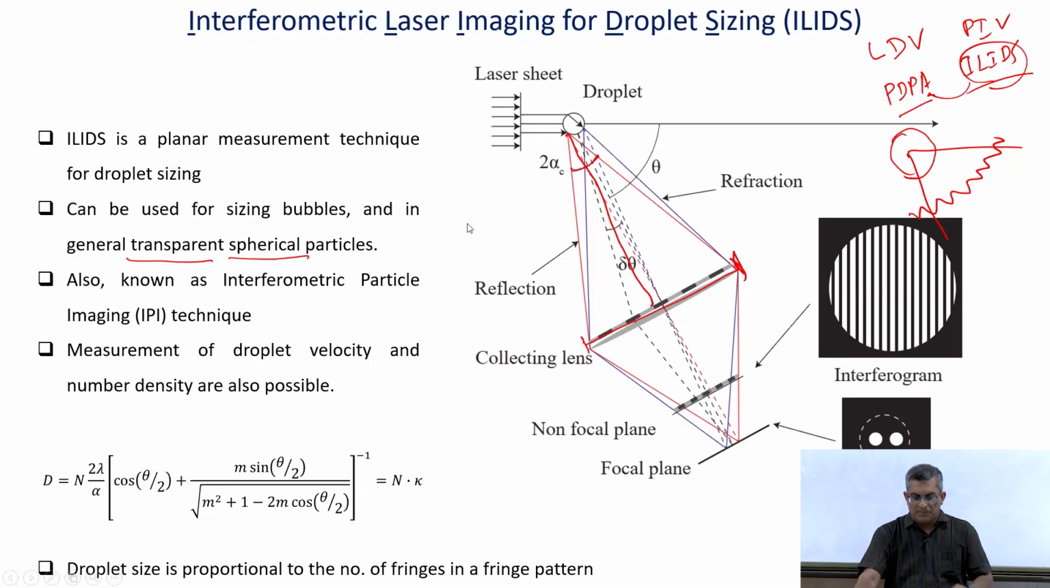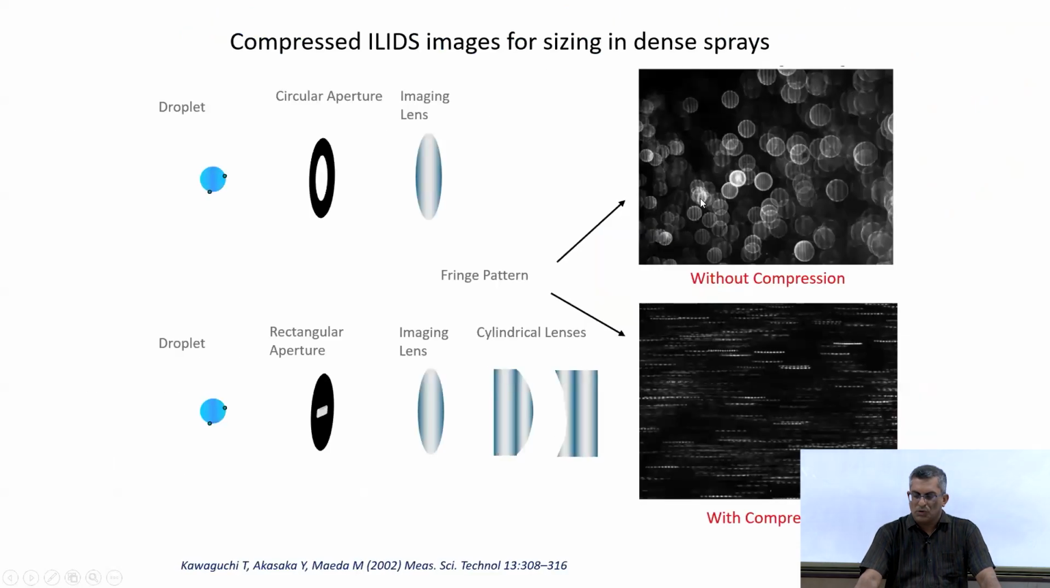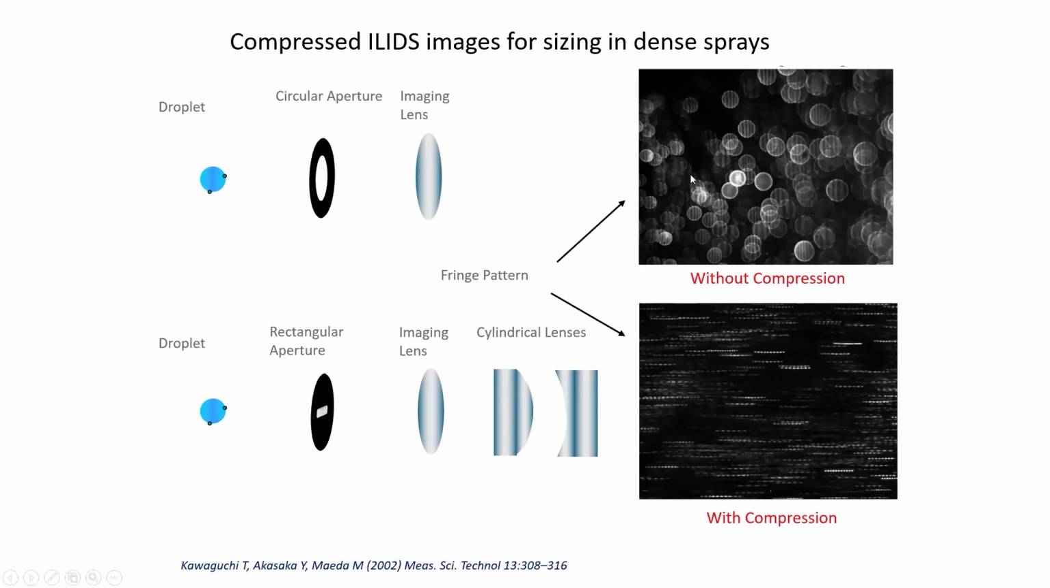Now, in the case of a spray, we have many droplets, or in any multiphase flow, we have several particles. So you get several interferograms like this, as you can see here. This is a typical image acquired in a spray. Now we need to process this kind of image to identify first of all where these fringe patterns are, and once you do that, you have to count the number of fringes in each fringe pattern or interferogram.